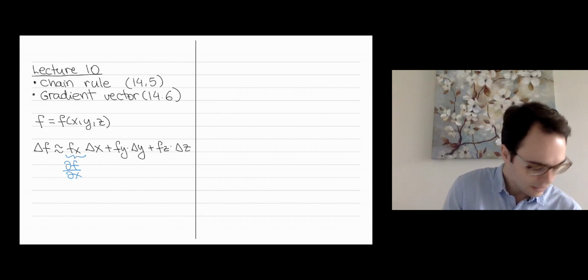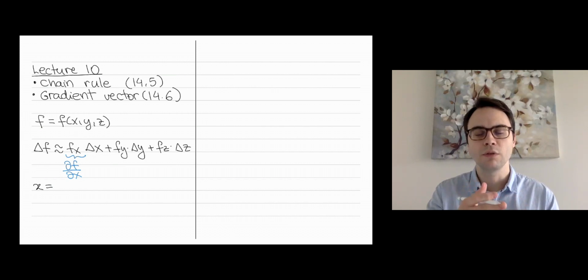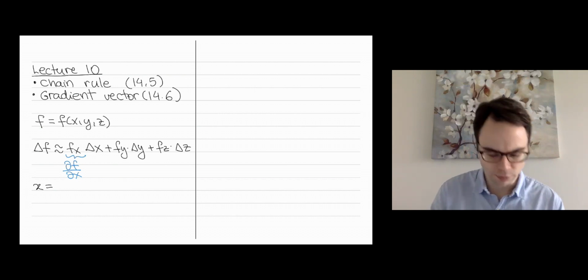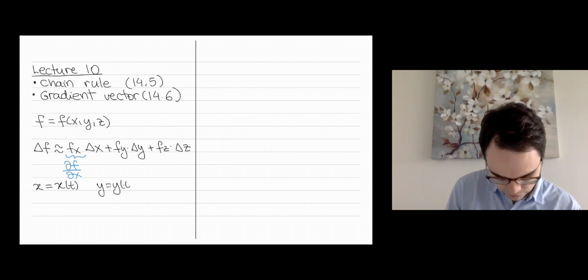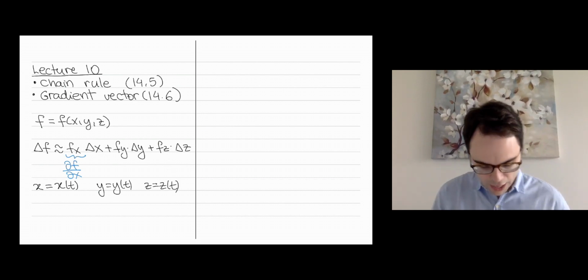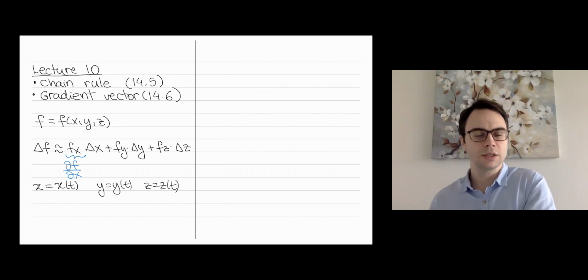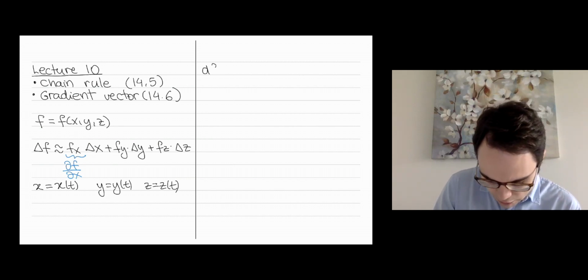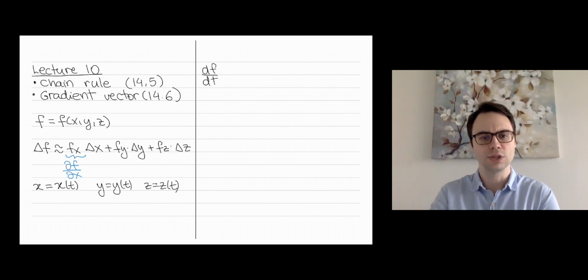We're going to assume that f changes with the variables x, y, and z. And now let's assume that x, y, and z depend on another variable. Let's call it t. So x is a function of t, y is a function of t, and z is a function of t. So f changes with x, y, and z, and x, y, and z in turn change when t changes. The question that the chain rule answers is, how fast does f change when t changes? What's the rate of change of f with respect to t?